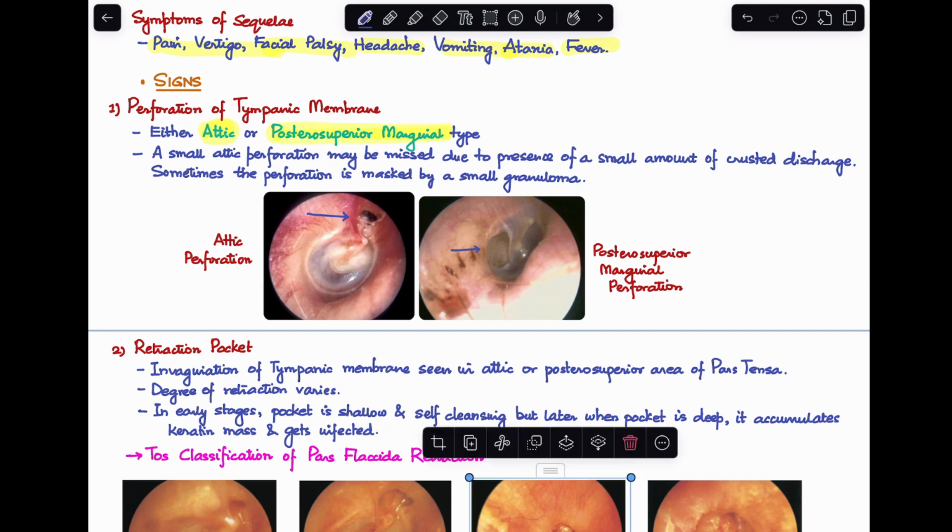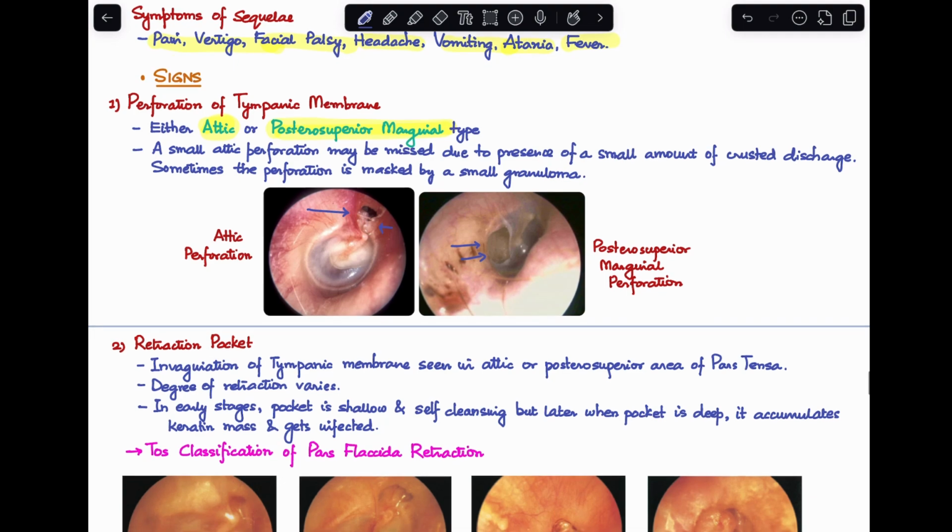The first image over here shows an attic perforation, and the second image shows a posterior superior marginal perforation. Sometimes you can even end up missing a small attic perforation because of a small amount of crusted discharge over it, and it can also be masked by a small granuloma. So that is why it is important that you perform the examination under the microscope for all these patients.